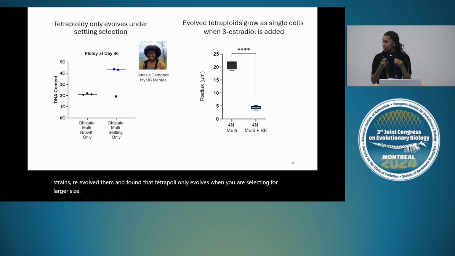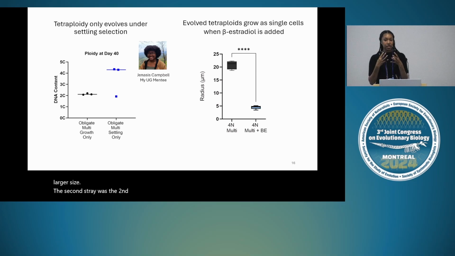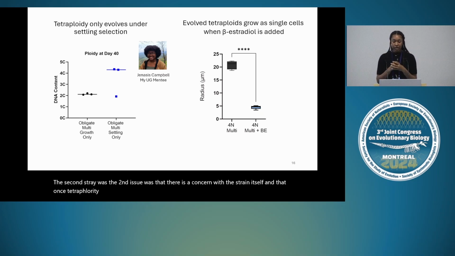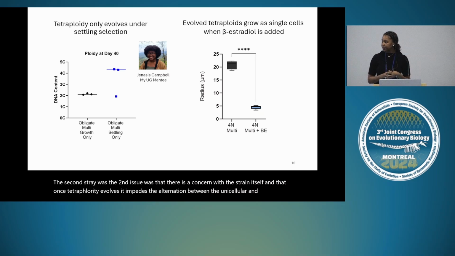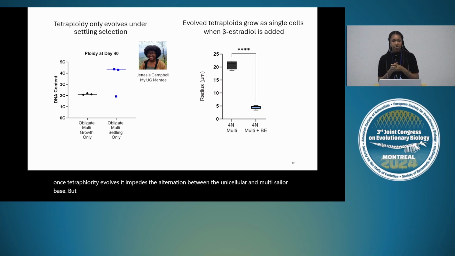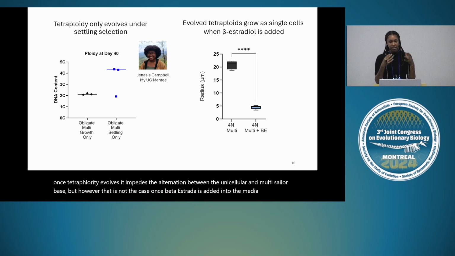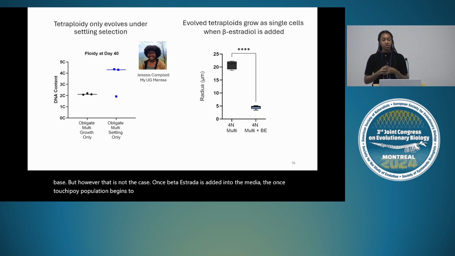The second issue was that there was a concern with the strain itself, in that once tetraploidy evolves, it impedes the alternation between the unicellular and multicellular phase. However, that is not the case. Once beta estradiol is added into the media, the tetraploid population begins to grow as single cells. So there's not an issue with the strain itself.